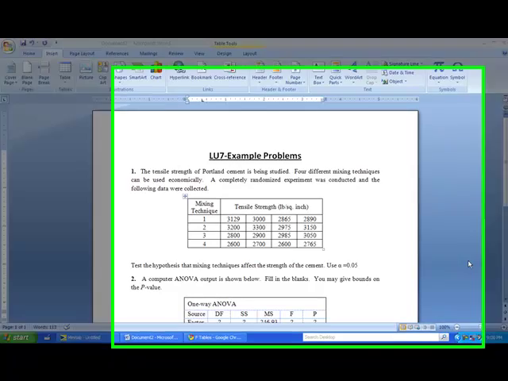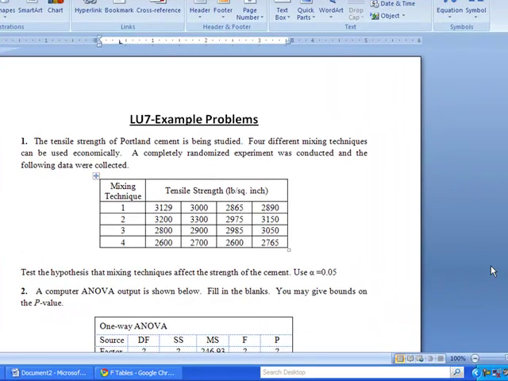Hi students, to help you on LU7A1 homework, I have explained a couple of problems here. These problems are very similar to your homework problems. So let's focus on the first problem here.